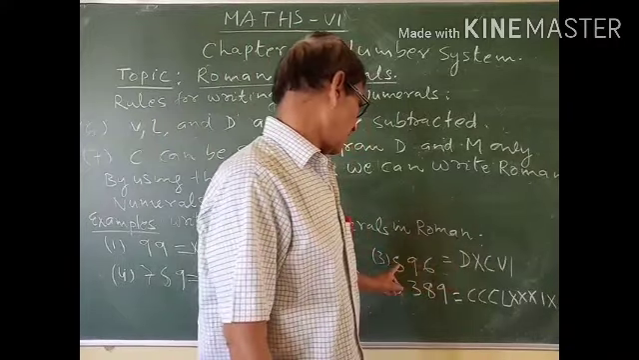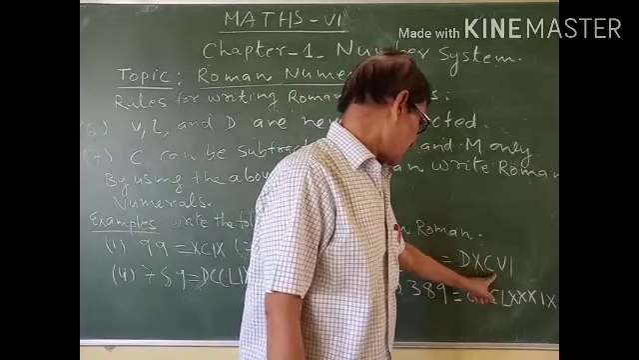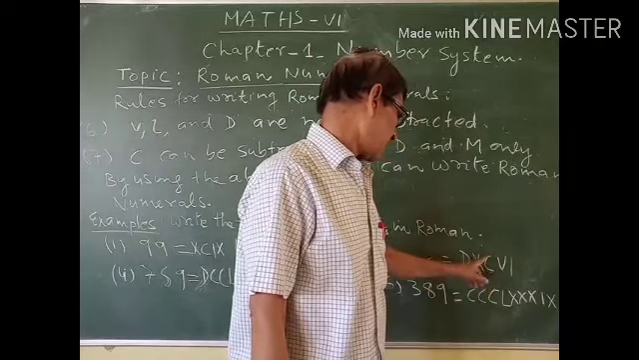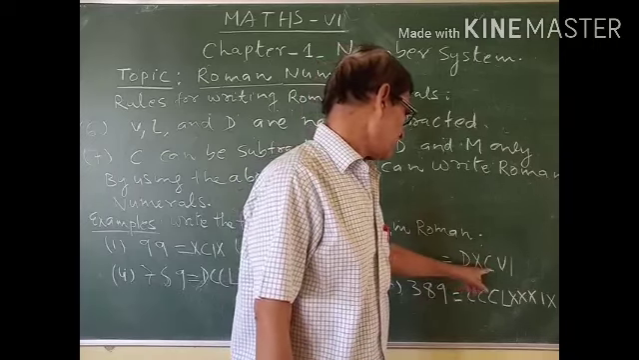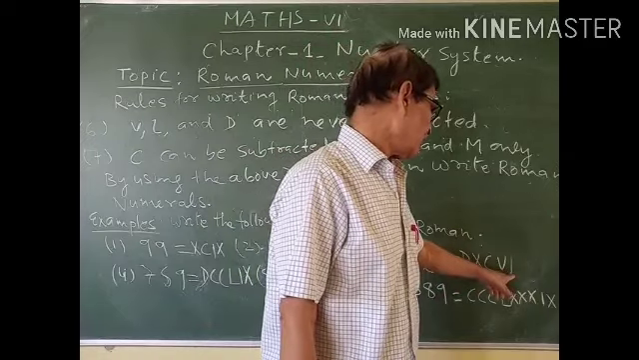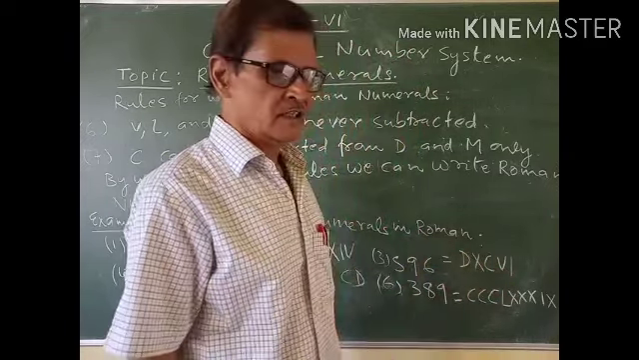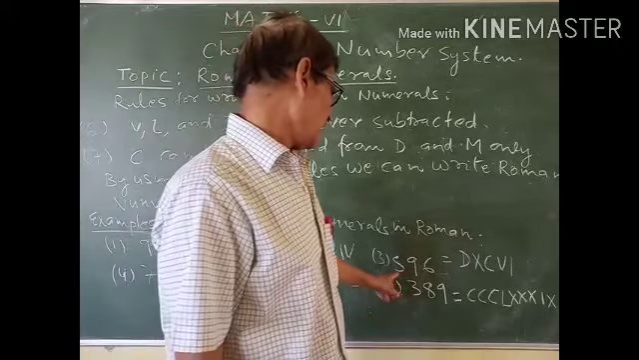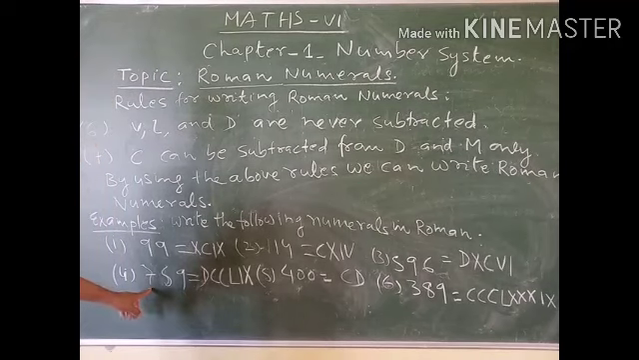Third example is 596. Write D for 500, then write C for 100 and subtract 10, X. This becomes 590, and again add 5, 1, that is 6. This becomes DXCVI, 596.